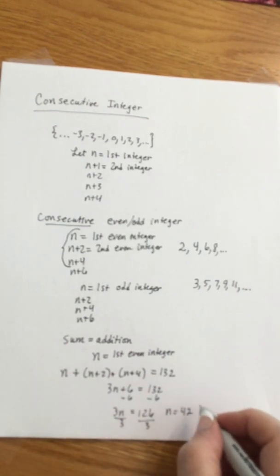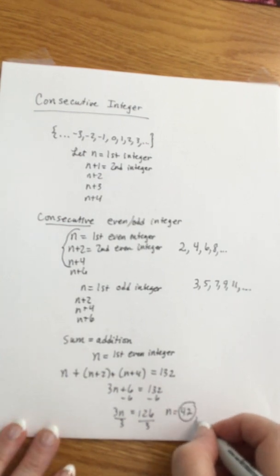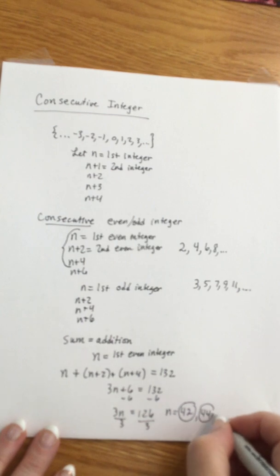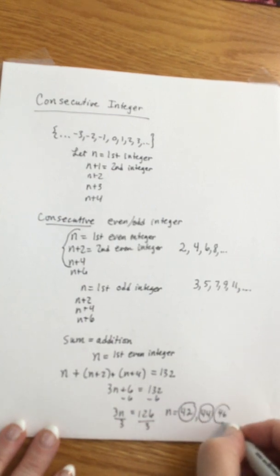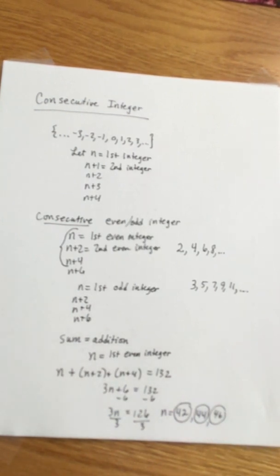But they're consecutive even integers. So if the first one's 42, then I know the next one's going to be 44, and the next one's going to be 46. So I've got my 3 consecutive even integers that add to be 132. I'm going to do one more with consecutive integers.